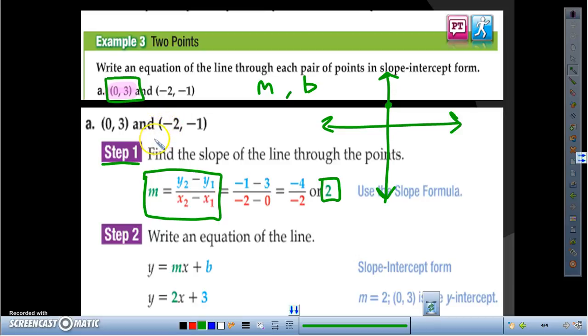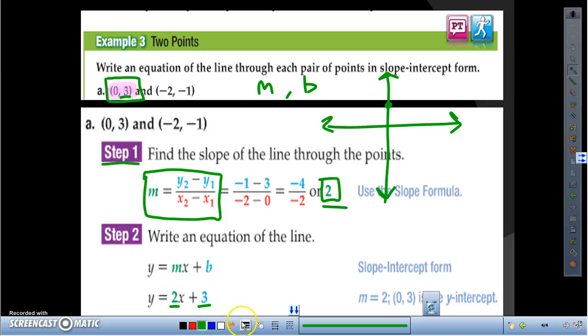I don't actually need to go in and plug in x for x and y for y and m for m and solve for b. All I need to do is find my slope, know that this is my y-intercept, and plug those 2 values in. Plug in 2 for slope and plug in the y value of the y-intercept for b, and you're done. Y equals 2x plus 3.